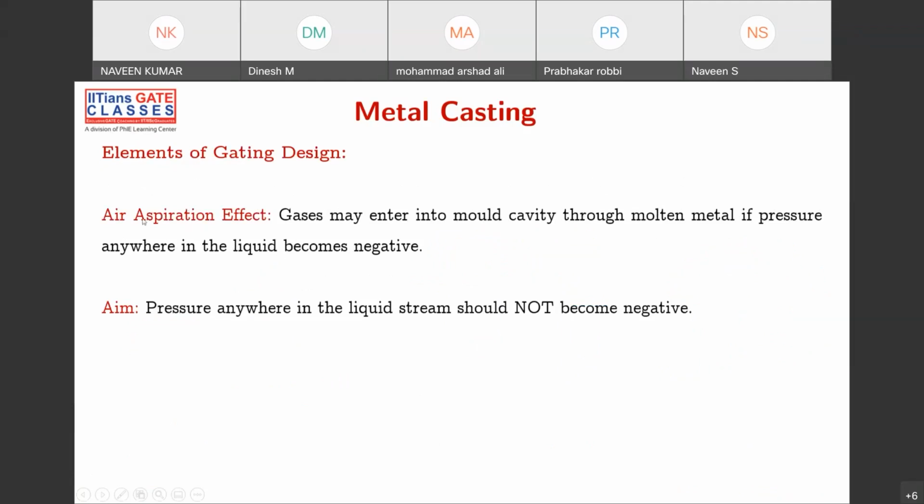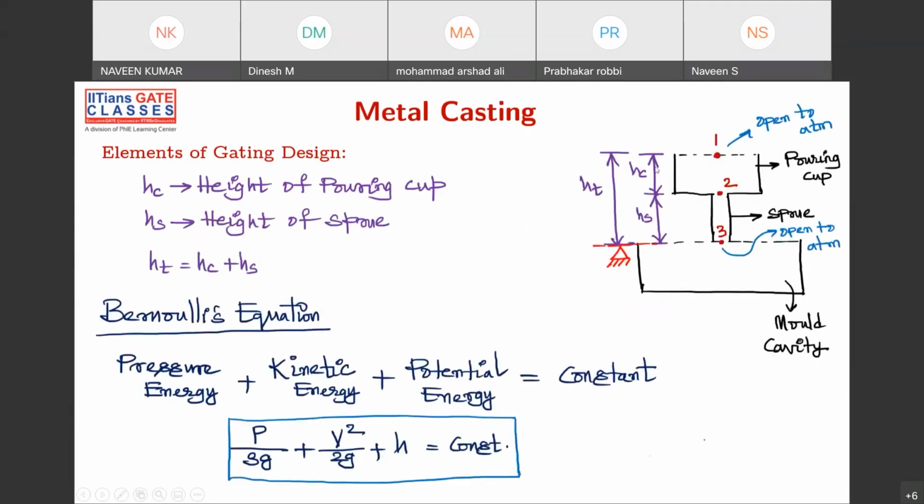So that is what I told. Air aspiration effect: gases may enter into the mold cavity through molten metal if pressure anywhere in the liquid becomes negative. Pressure anywhere in the liquid medium should not become negative. All these things I'm skipping. This is Bernoulli: pressure energy plus kinetic energy plus potential energy is constant. This is your formula. Then I'm taking some points. Then the second term: here this is the height of the cup, meaning the height of the pouring cup.